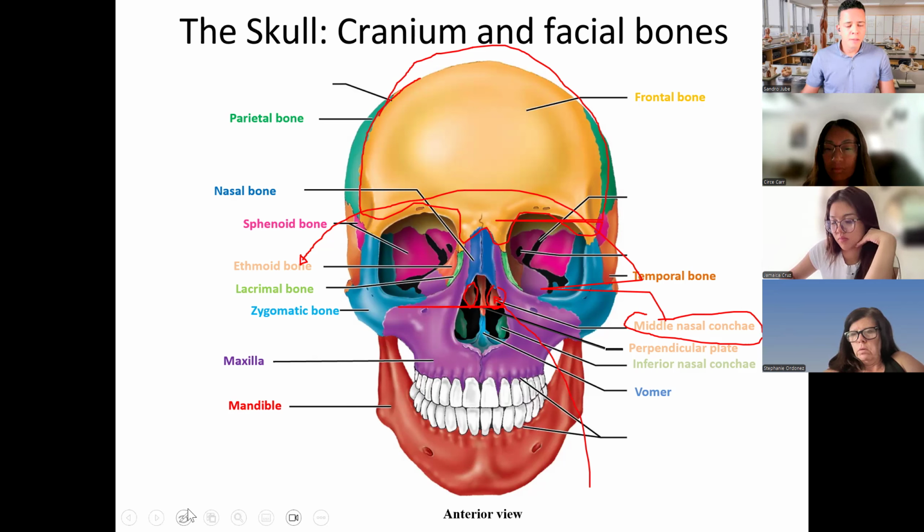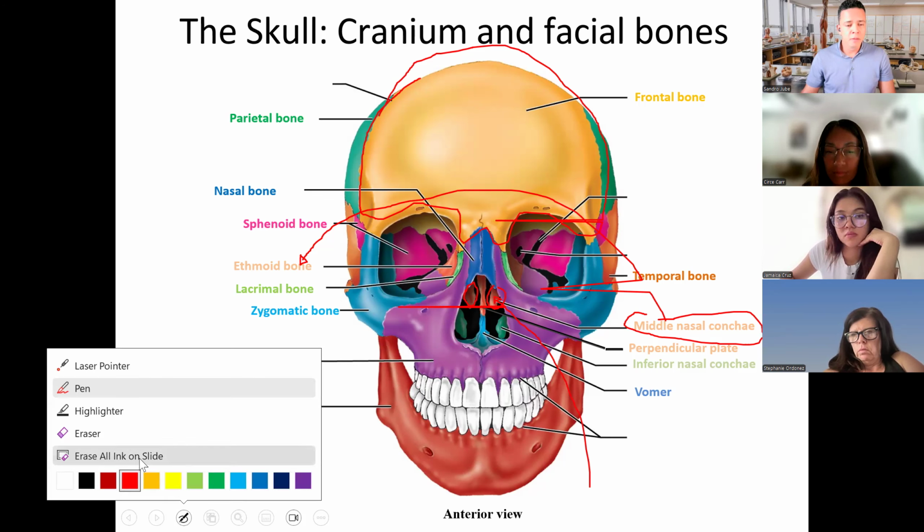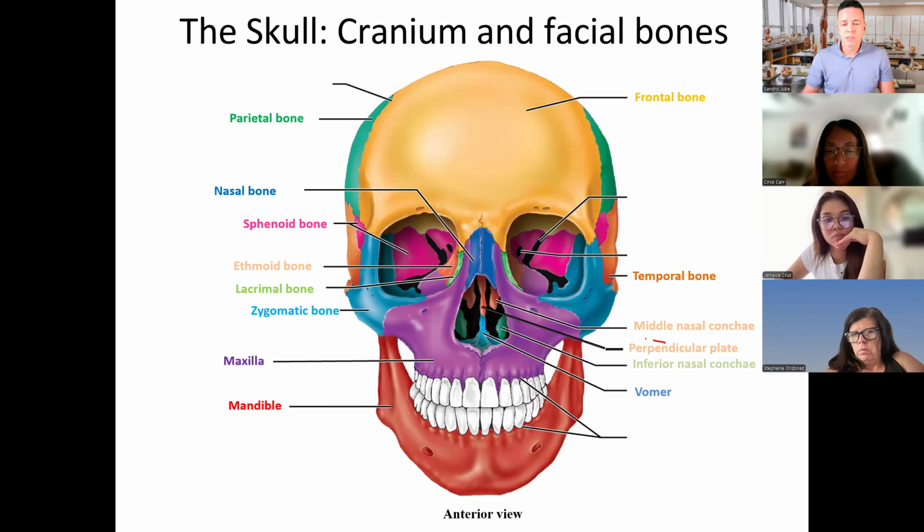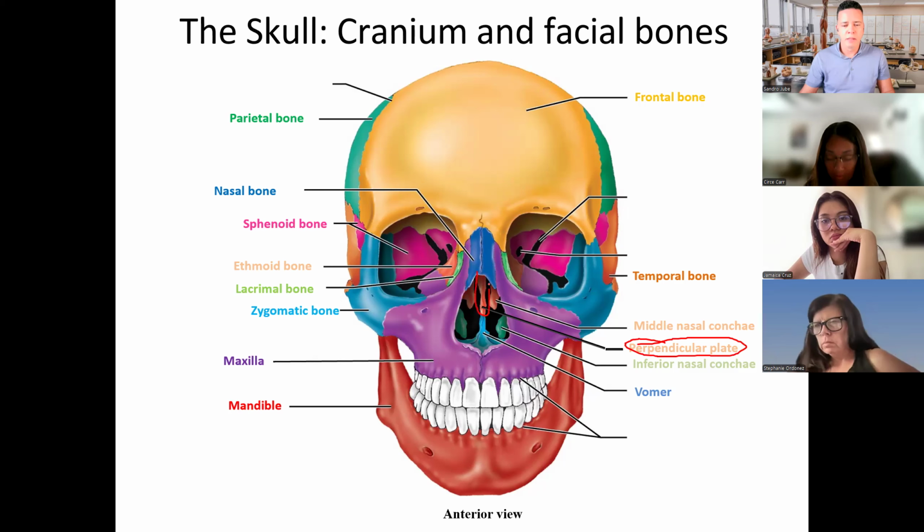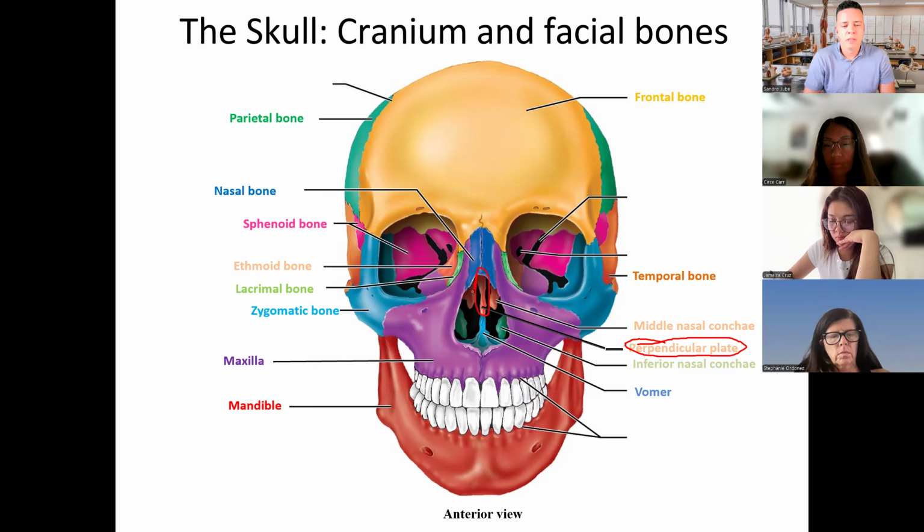Another marking that belongs to the ethmoid is what we call the perpendicular plate. And this is the bone that separates our two nasal cavities. They make a wall in between the two nasal cavities, okay, the right nasal cavity and the left nasal cavity. And again, this is a marking of the ethmoid bone. So perpendicular plate of the ethmoid bone.